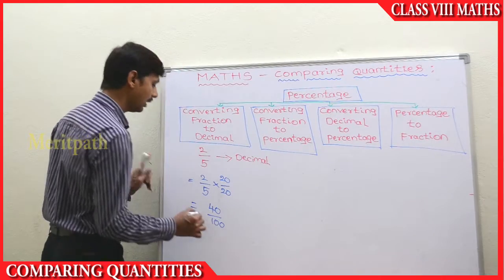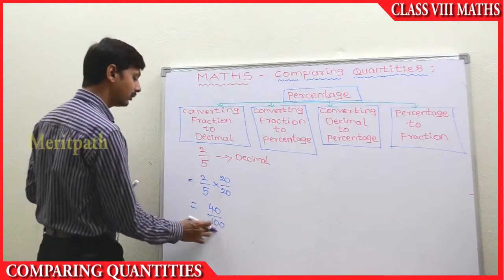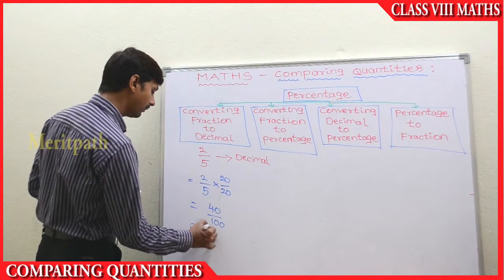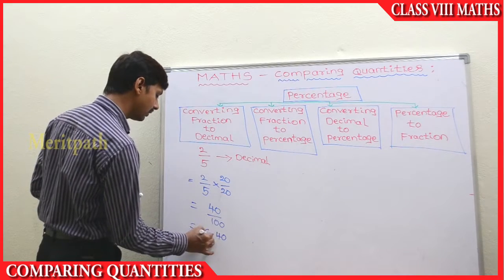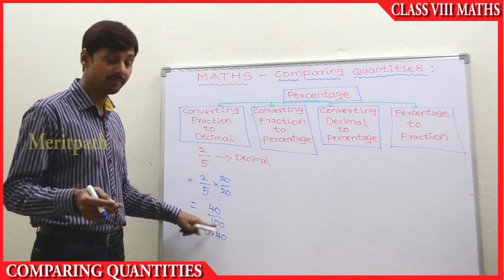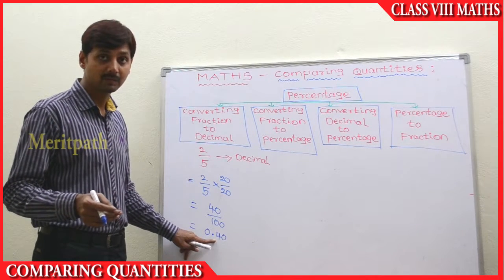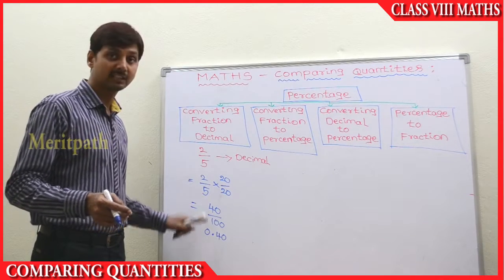So now we know how to change this fraction into a decimal. Here we have 2 zeros, so we get 2 decimal places after the decimal point. So 0.40. If we have 3 zeros, then we get 3 decimal places. In the similar way we change a fraction into a decimal.